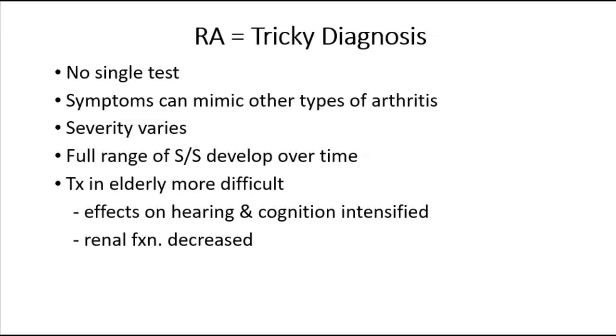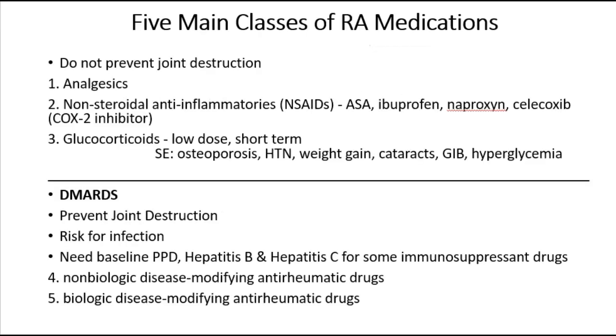All right, so we're going to go into some of the medications for rheumatoid arthritis. We have a couple different classes of medications. The first three that you have listed up here, the analgesics, the NSAID, the glucocorticoids, they actually don't prevent joint destruction. All right, so in order to prevent joint destruction, we need to go into the DMARDs. Those are disease-modifying anti-rheumatic drugs.